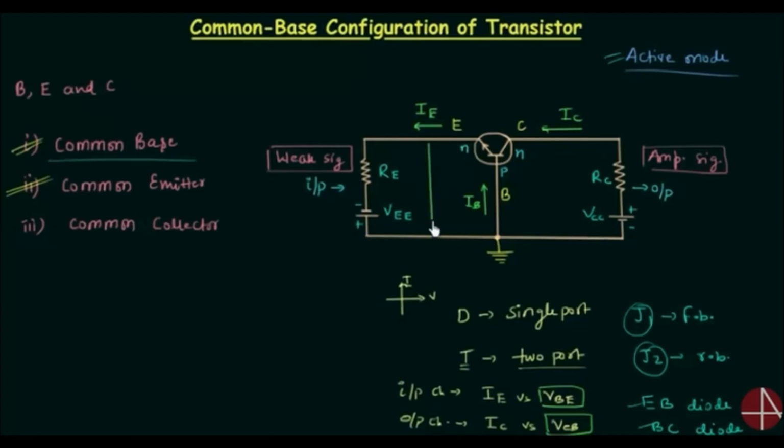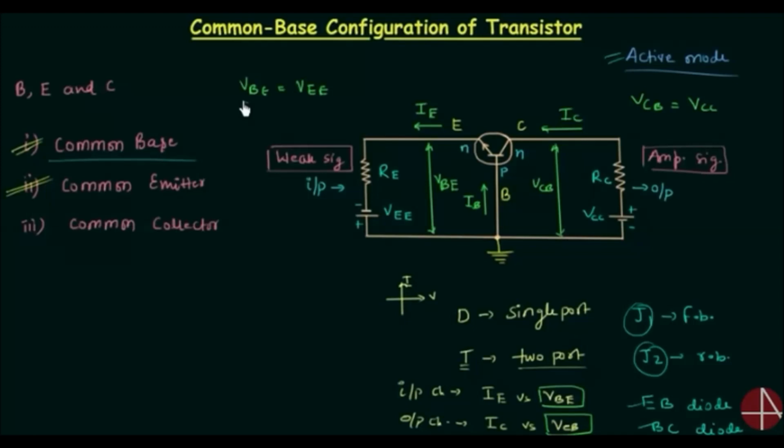VBE is this potential. If you neglect RE, like I did in the previous presentation for the sake of simplicity, then you will have VBE equal to VEE. This is what we have. In the same way, VCB is the potential difference across the base and collector, and VCB is equal to VCC if we neglect RC. Now there is one very important thing that I want to explain.